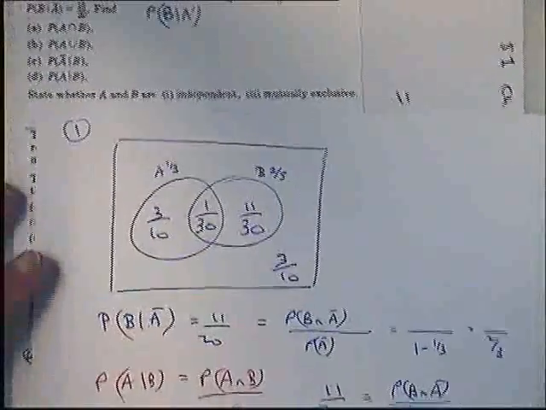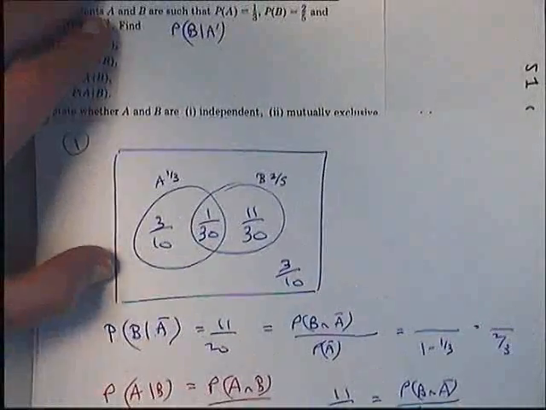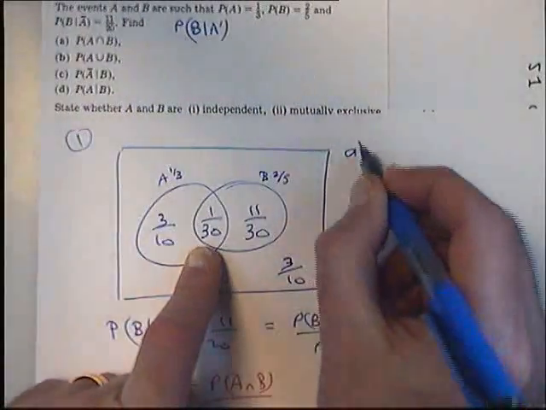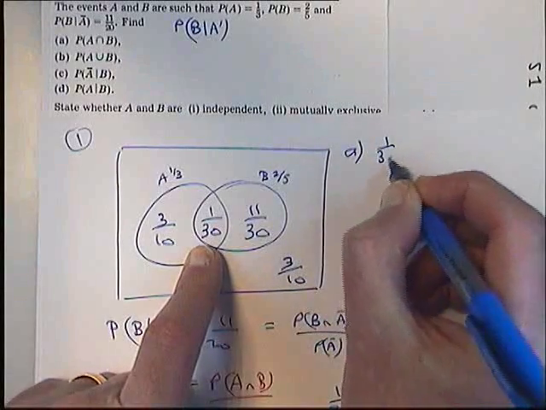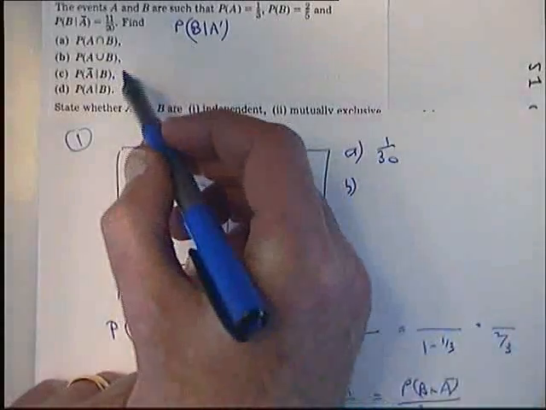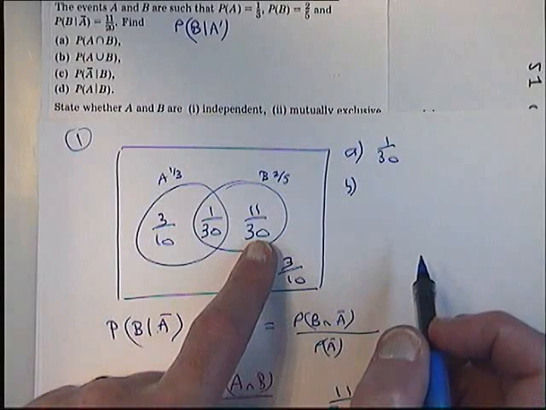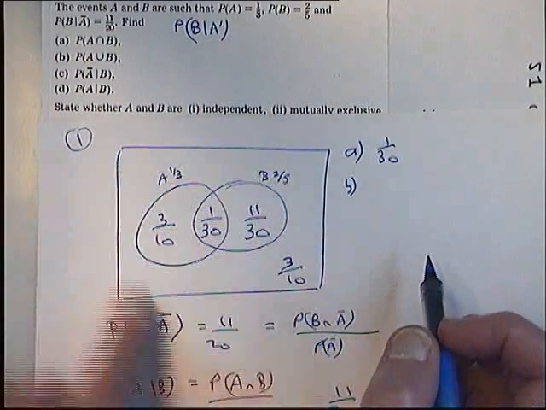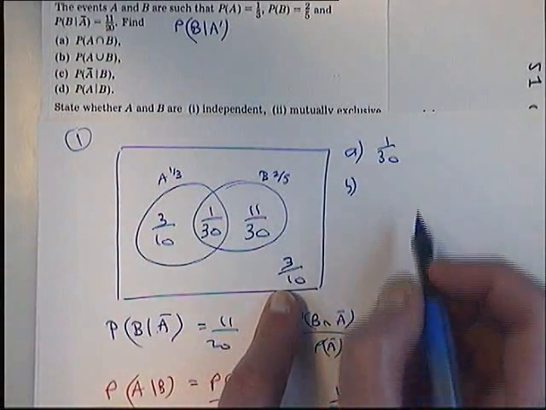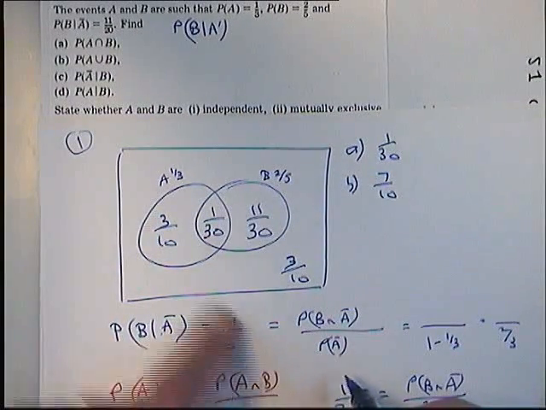Part A of the question was A intersection B. That's that bit there. The answer is 1/30th. Part B, A union B, that's those three added together. Another way of thinking about it is everything except that 3/10 down there. If you add those three together, you get 7/10.